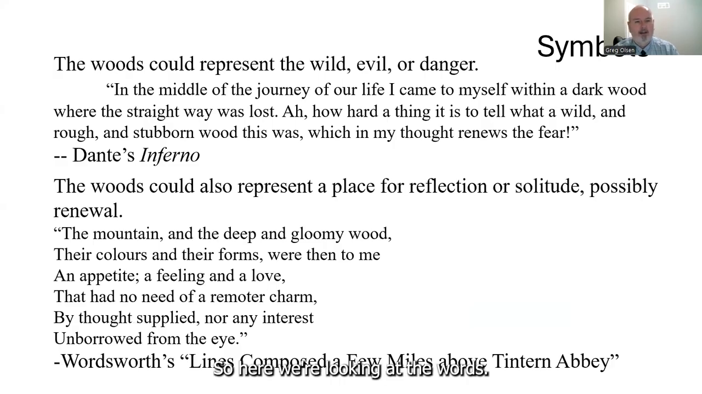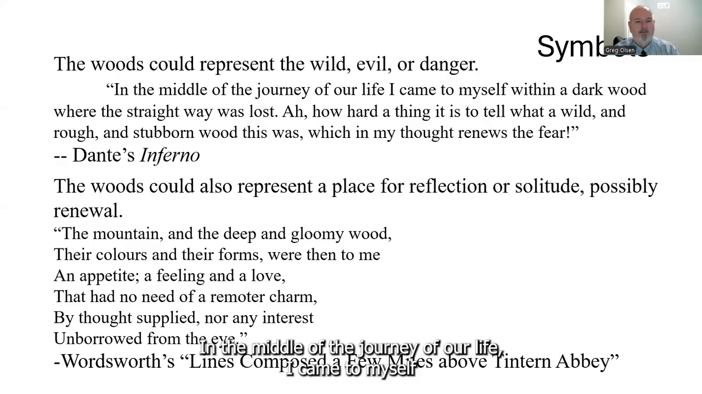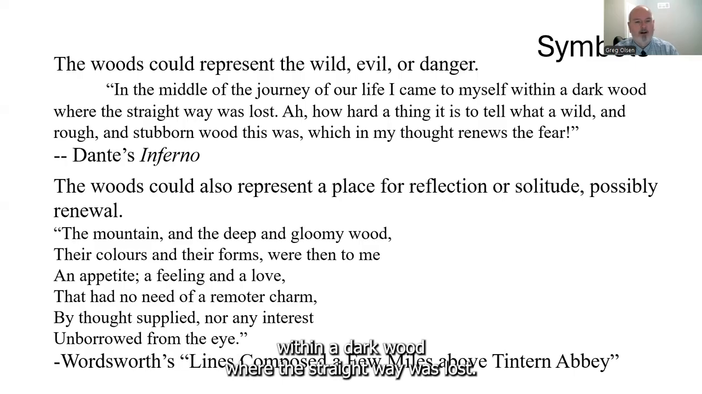So here we're looking at the woods, and it could represent wild, evil, or danger, as I mentioned. So we look at Dante's Inferno, which is a very long poem. "In the middle of the journey of our life, I came to myself within a dark wood where the straight way was lost. Ah, how hard a thing it is to tell what a wild and rough and stubborn wood this was, which in my thought renews the fear."